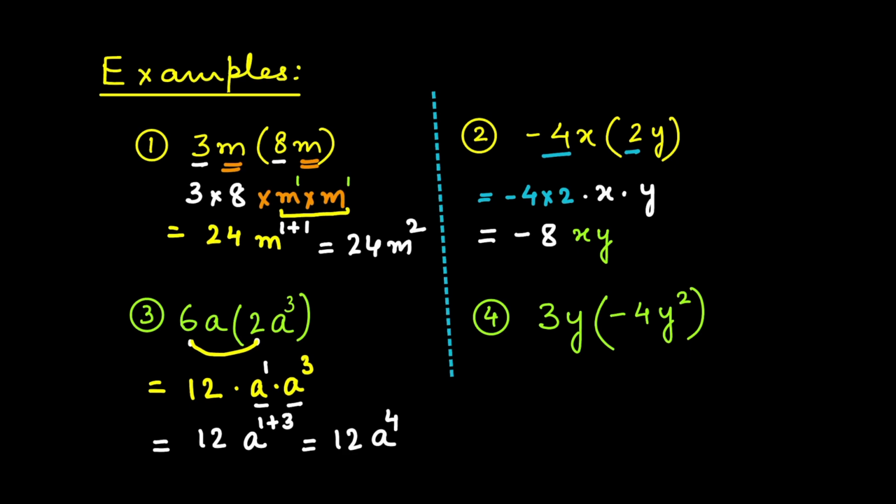Now example 4. So in this again there is a monomial multiplied with a monomial. So the first step being the same, numbers and numbers are multiplied. So we get 3 times negative 4, which is minus 12. And then we look at the variable part. So it is y here, and here we have y squared. So no power is given, so it will be taken as 1. And when we multiply it, we get minus 12 times y to the power 1 plus 2, which is 3. So this is the answer for it.